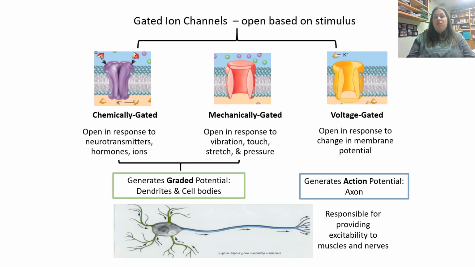Now, the gated ion channels are going to open based on some sort of stimuli. The chemically gated channels and the mechanically gated channels are going to be found mostly on the dendrites and cell bodies. They are going to be responsible for generating graded potentials, which we'll talk about in a moment. The voltage gated channels are going to be found on the axons. These are going to generate what we call an action potential, and they're going to be responsible for providing the excitability to muscles and nerves.